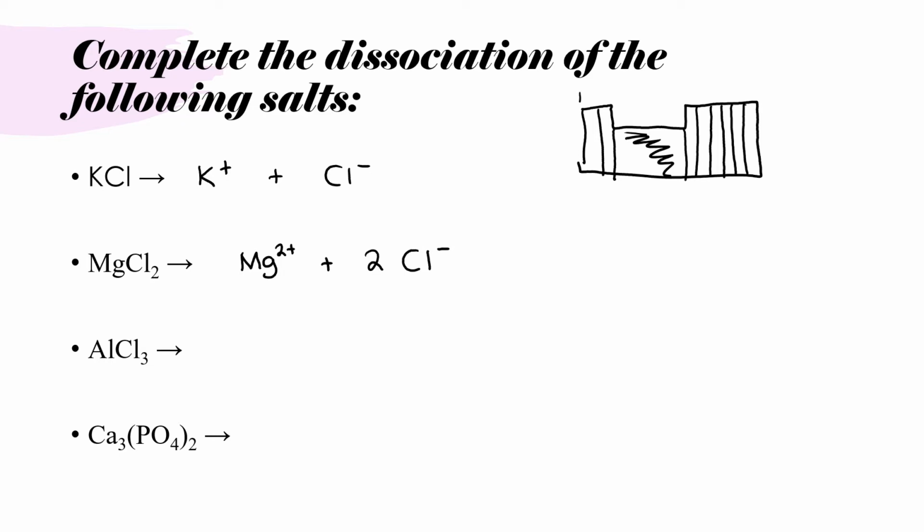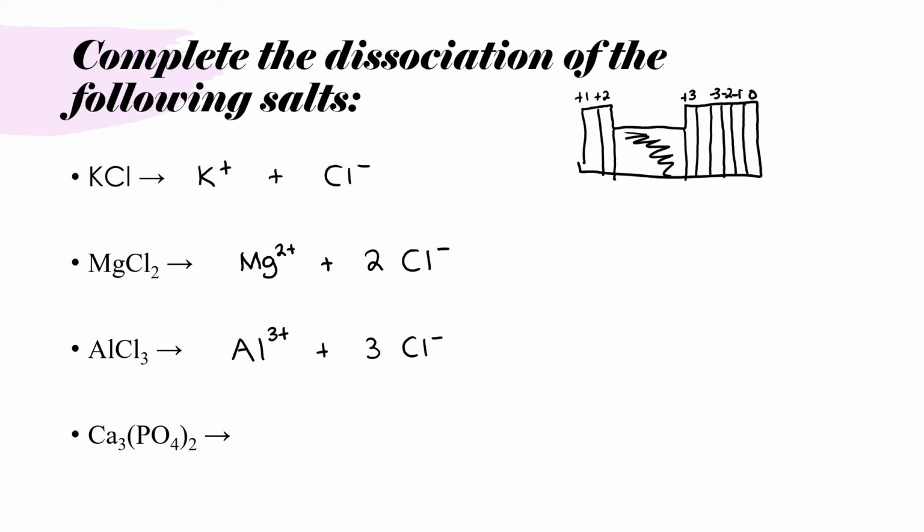So we have positive 1, positive 2, positive 3, skip, negative 3, negative 2, negative 1, and 0. So that's a little drawing for you guys as a quick reference. And let's move on to aluminum chloride. Aluminum chloride splits into aluminum, which is positive 3, and there are 3 chloride ions.